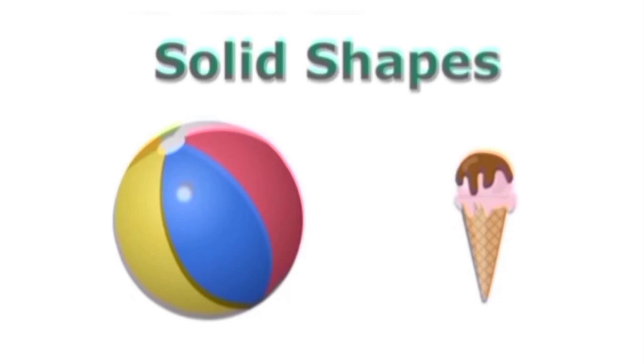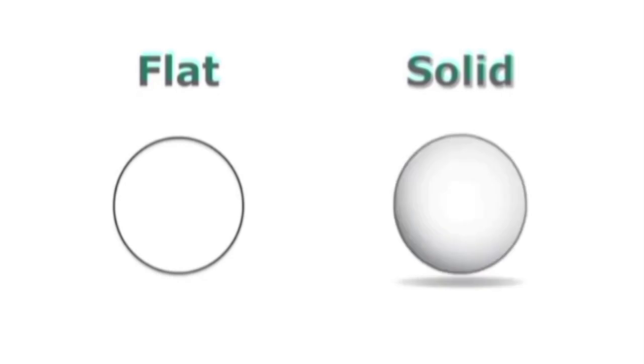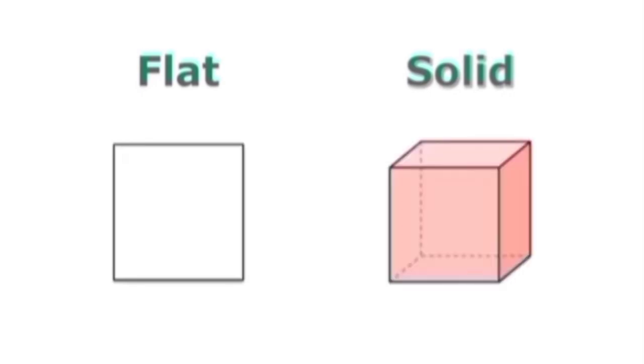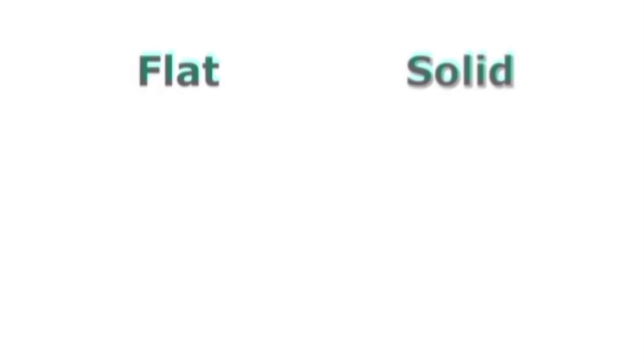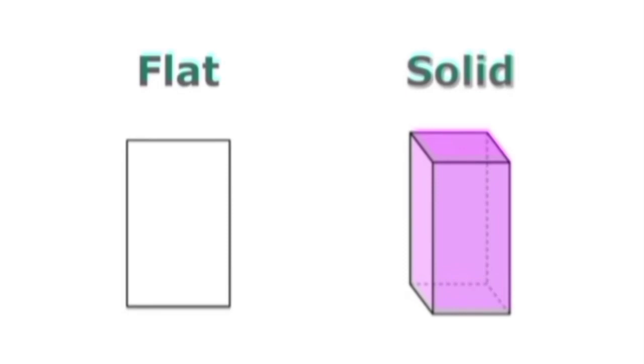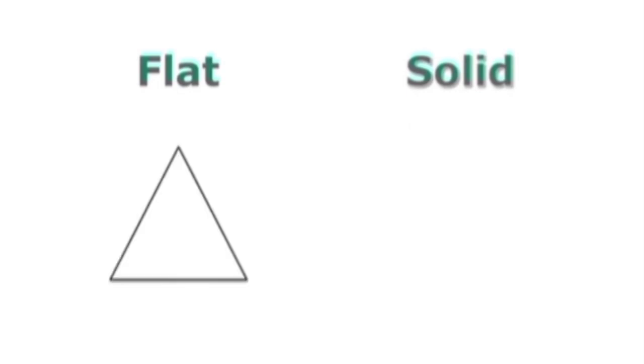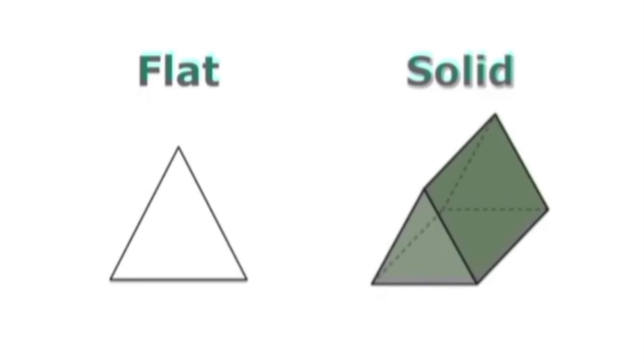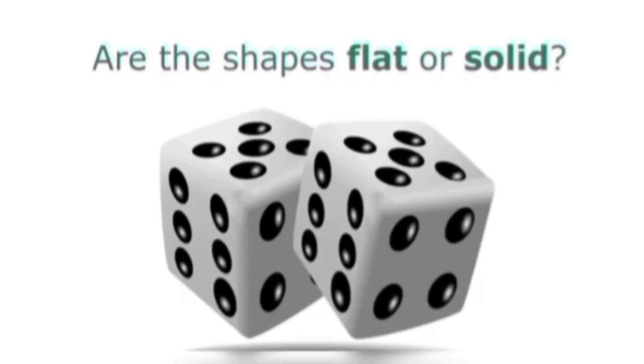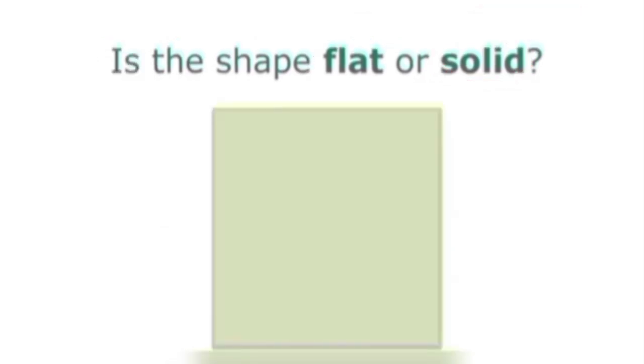Here are the examples of flat and solid shapes: circle, sphere, square, cube, rectangle, rectangular prism, triangle, pyramid. Let's try. Are the shapes flat or solid? The shape is solid. Is the shape flat or solid? The shape is flat. Good work.